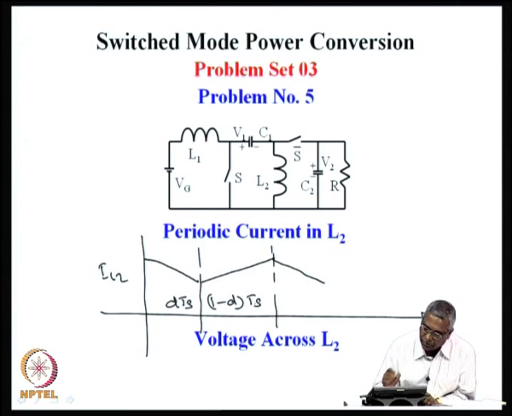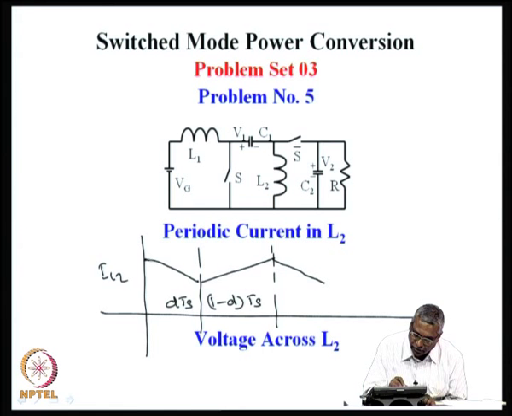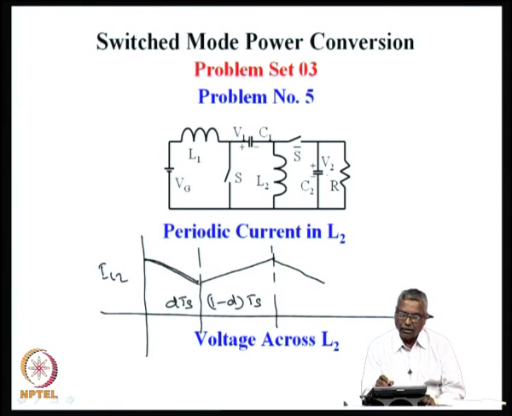1 minus dTs. So, when the switch S is on, the capacitor V1 voltage, which is same as Vg, is applied reverse to L2. So, L2 current starts dropping, and during the time S bar is on, V2 voltage, which is plus on the top, is applied to the inductor. So, inductor current starts rising. Okay. This way.